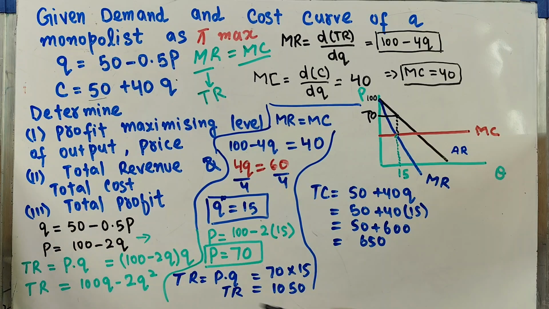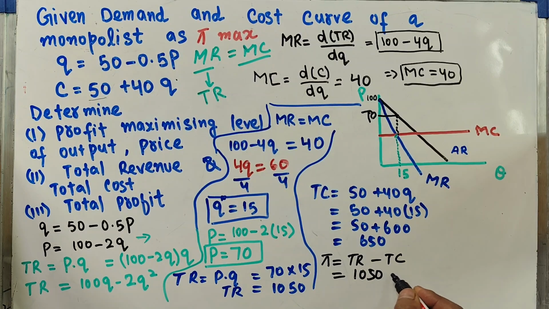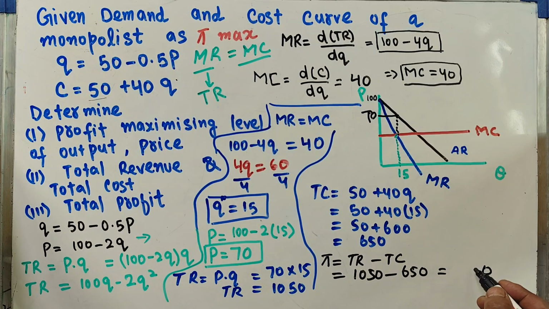Now the last part is to find out the profit. Profit we know is equal to total revenue minus total cost. Total revenue we calculated as 1050. From this we subtract the total cost, which is 650. So the maximum profit will be equal to 400.